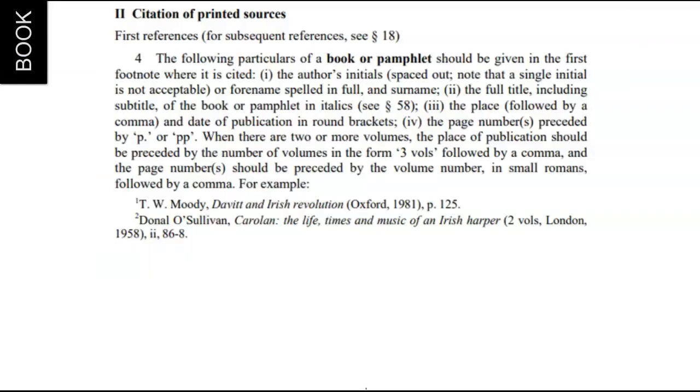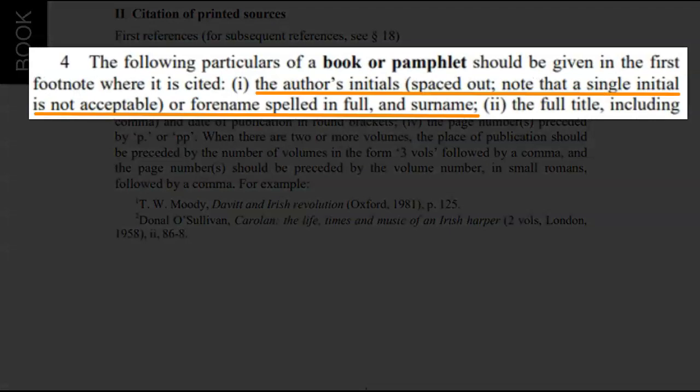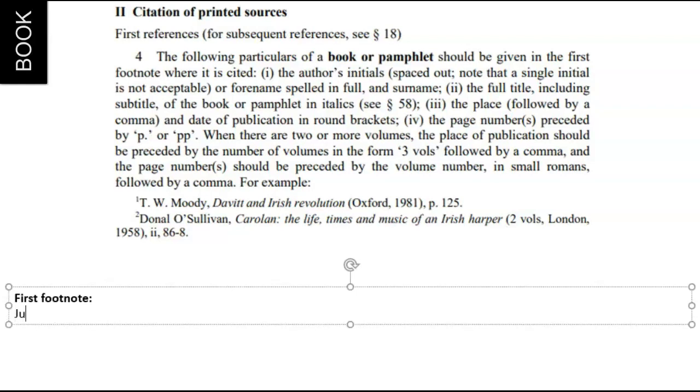The instructions we need are in the style guide, and because it's a book, to find out how to format our footnote, we'll go to the section called Citation of Printed Sources. For the first footnote, we read that we're going to write the author's initials spaced out. Note that a single initial is not acceptable, but 2+ would be fine, or a forename spelled in full and surname. So because we don't have a second initial, J. Adelman will not do here. It has to be spelled out in full, Juliana Adelman.